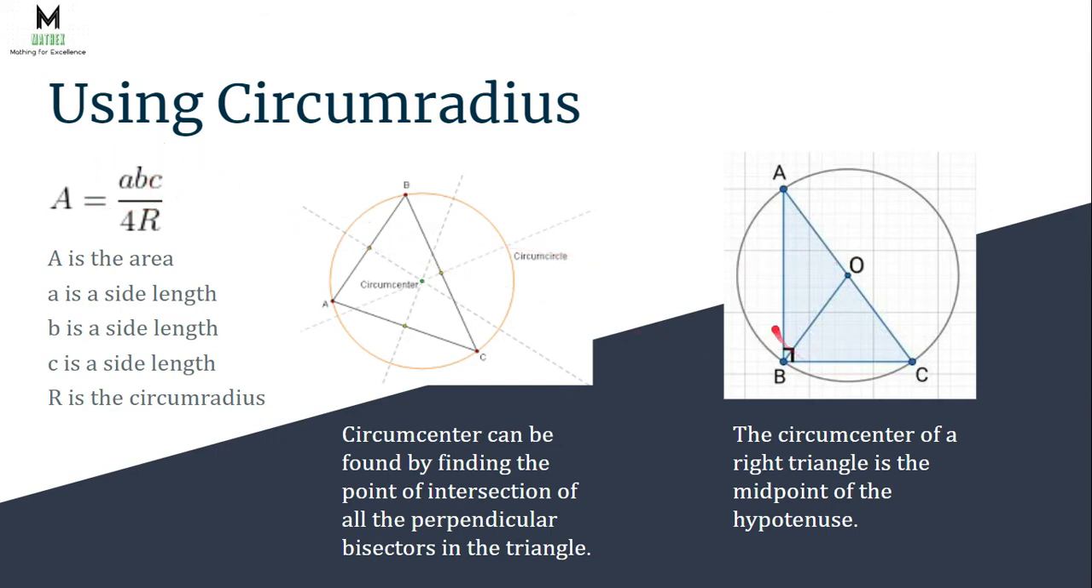Plug in some sides, 3, 4, and 5, and check that if we apply 3, 4, and 5 as sides ABC, and 5 over 2 as the circumradius R, the area matches up. Anyways, enough with the circumradius and the circumcenter and all these cool properties. There's more, but these are the ones I felt you should probably know.